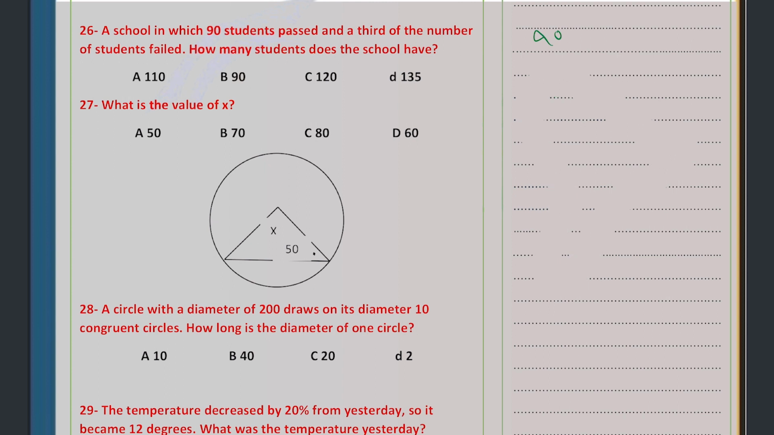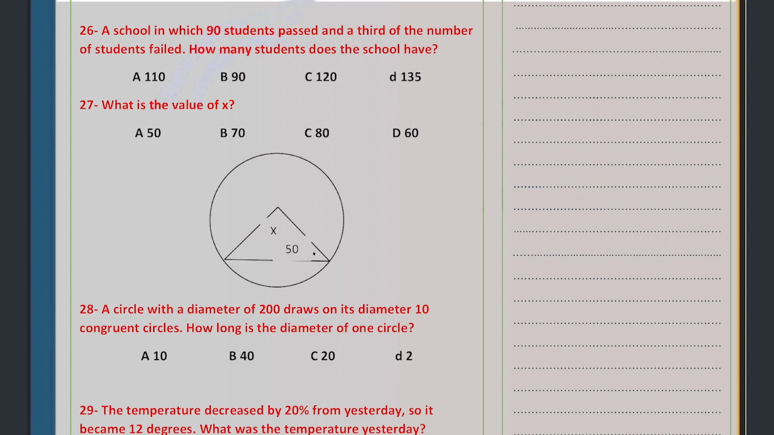Question number 27. What is the value of x? This is a radius, and with radii we have an isosceles triangle. So here 50 and 50, 100. So the missing angle will be 80 because the interior angles always add up to 180 degrees.